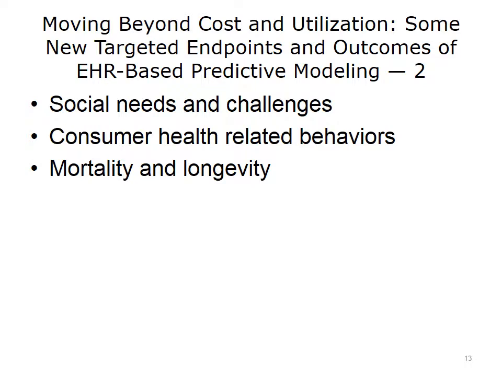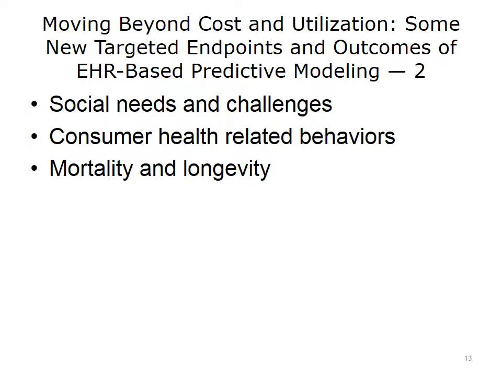Continuing on with new targets for predictive models are social needs and challenges. One could predict, for example, in a disadvantaged pediatric population, those who didn't have adequate access to nutrition, things that weren't on their own medical outcomes, but really are all important to health. There are models and approaches that are starting to do that.